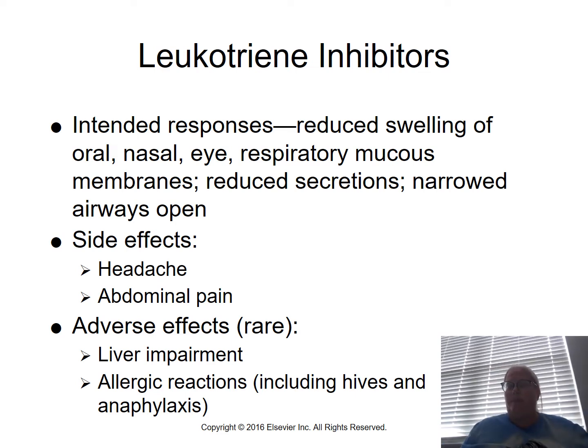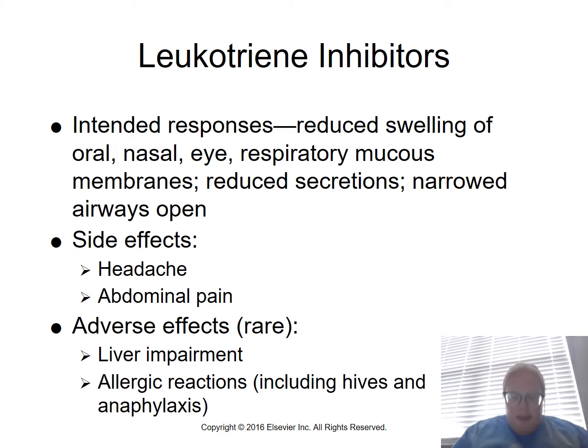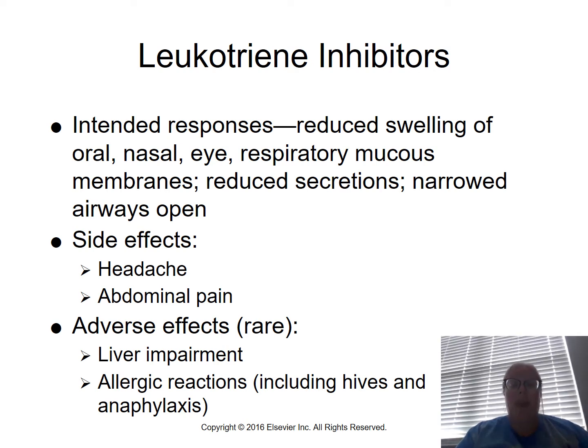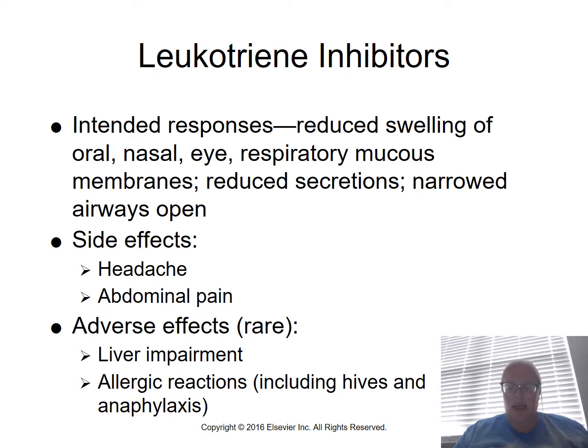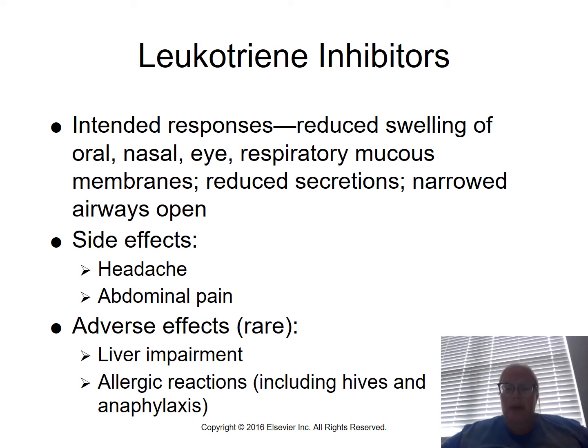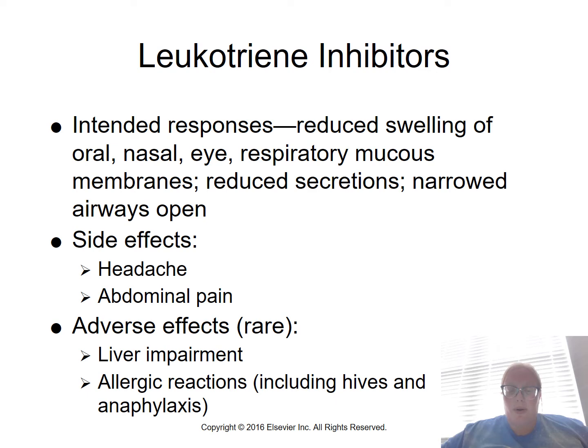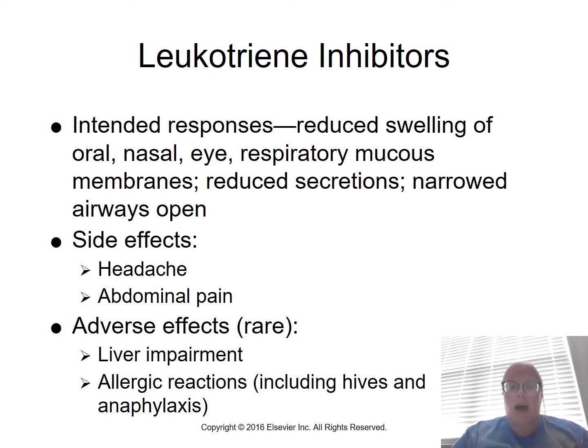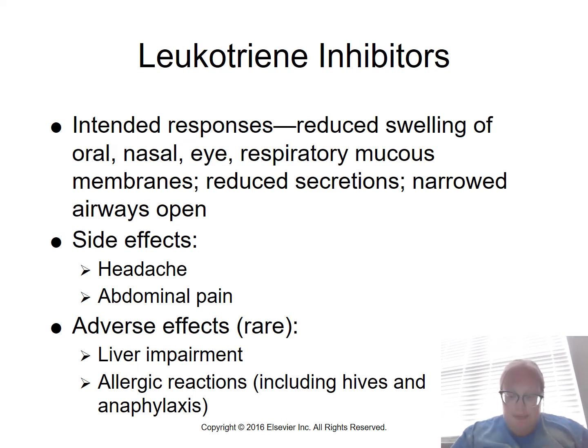So there are a few different leukotriene inhibitors. So there's zileuton or Zyflo. This prevents leukotriene production within the white blood cells. And then you have montelukast or Singulair and zafirlukast or Accolate. They block the leukotriene receptors on the cell. So in other words, they're all examples of leukotriene inhibitors. However, they work a little bit different to help to prevent those asthma attacks.